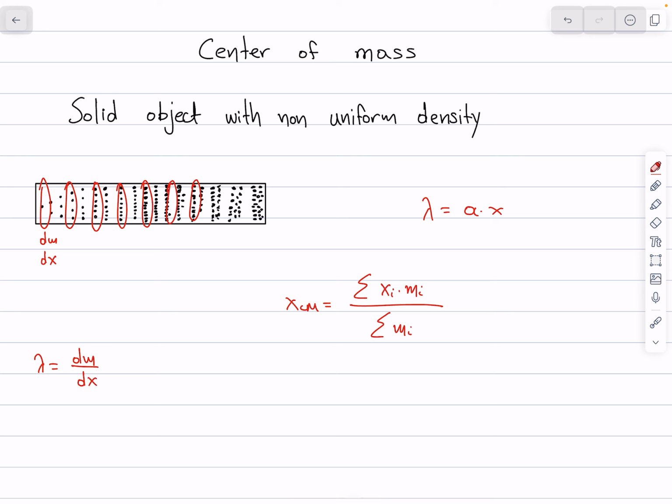And the position of the center of mass is, instead of summation, we are saying that it is the integral of x times dm divided by the integral of dm. Now, how can we apply this?